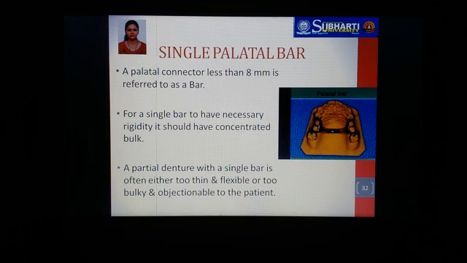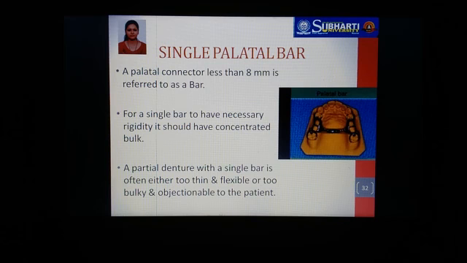So to be sufficiently rigid and to provide the needed support and stability, it can also be too bulky. Because the width is less than 8 millimeters, we do not want to compromise on the rigidity, so we are increasing the bulk, and that can be very uncomfortable for the patient and can also interfere with tongue function as well as speech.